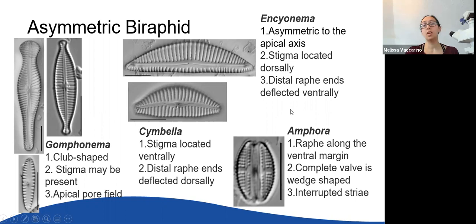And then Amphora has the raphe along the ventral margin. So it's not going to be directly in the center, but you'll still see it here. The complete valve is wedge shaped. So instead of focusing through, you may see a complete frustule. You'll be able to see both valves at the same time, valve faces. And you may find interrupted striae along the valve face.